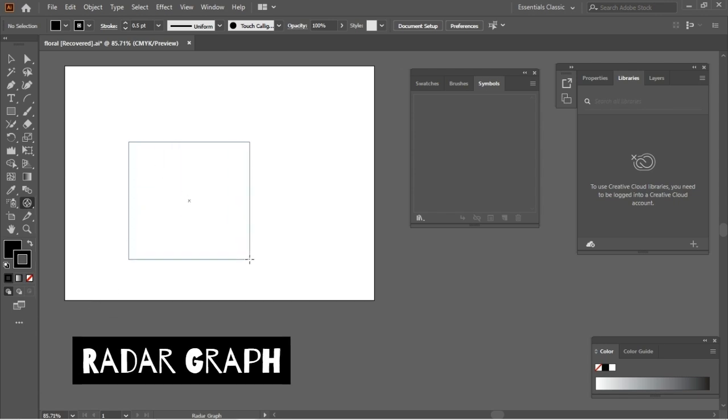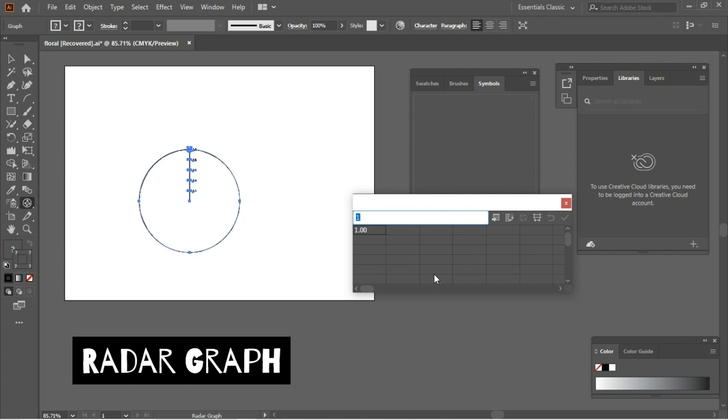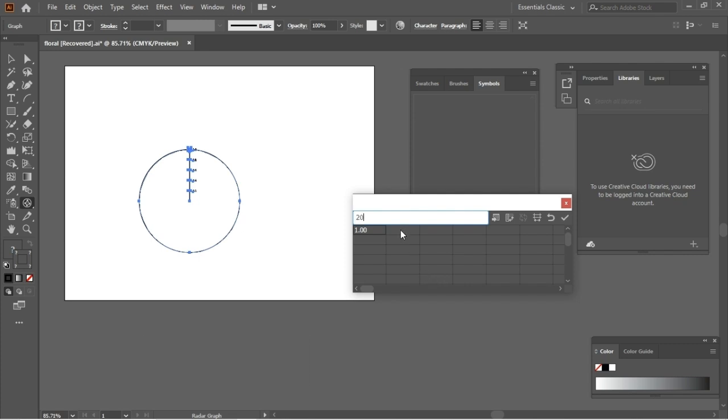A radar graph is similar to an area graph but instead is round and can therefore have more variables than just 2 or 4.